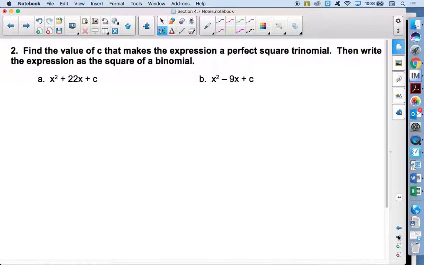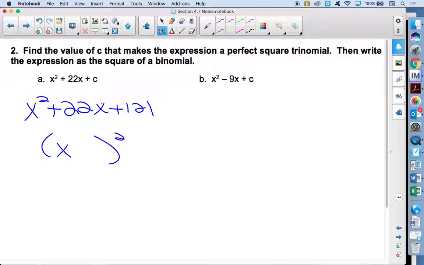So then to complete the square, finding the value that makes it a perfect square trinomial, we have x squared plus 22x plus the c value. Kate, what did you get for c? I had 121, so x squared plus 22x plus 121 equals x plus 11 squared. So you're taking the 22, dividing by 2, and squaring that number.